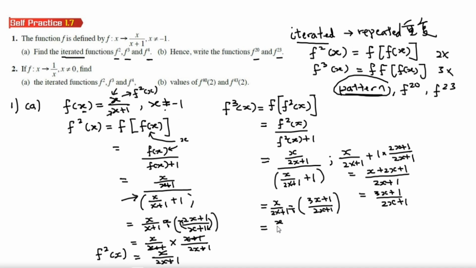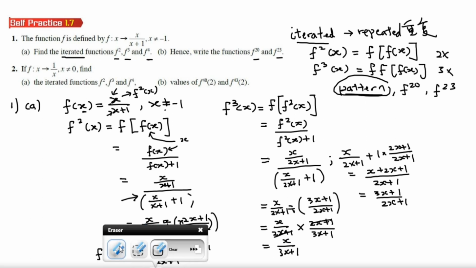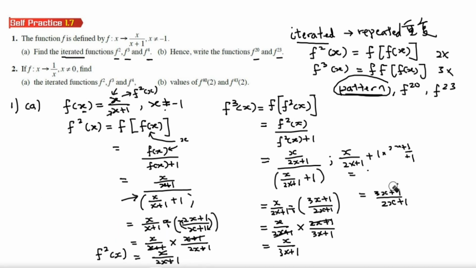And then 2x plus 1 times, change the numerator denominator, 2x plus 1 bring to up, 3x plus 1 bring to bottom part, and then you can terminate this, so you get x over 3x plus 1. So far so good. Are you still alive? Okay, this is f cubed x. Then we proceed our journey to find f4.